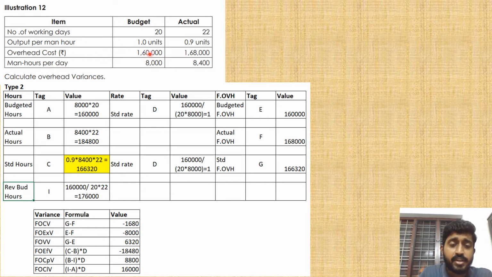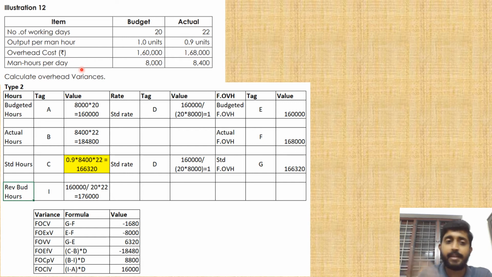So budgeted overheads is given as 1,60,000. So budgeted fixed overheads 1,60,000 I have taken here. Actual is 1,68,000, I have taken it here. Next is the standard rate. Yes, we can find the standard rate. So 1,60,000 is the fixed cost, divided by what is the hours? Hours is 8,000 man hours for one day, and there are 20 days. So 8,000 into 20 is 1,60,000. So 1,60,000 divided by 1,60,000 is going to be 1 rupee, the standard rate. So standard rate is common between these two, so we have filled this also. The next is the budgeted hours. So what is the budgeted hours?